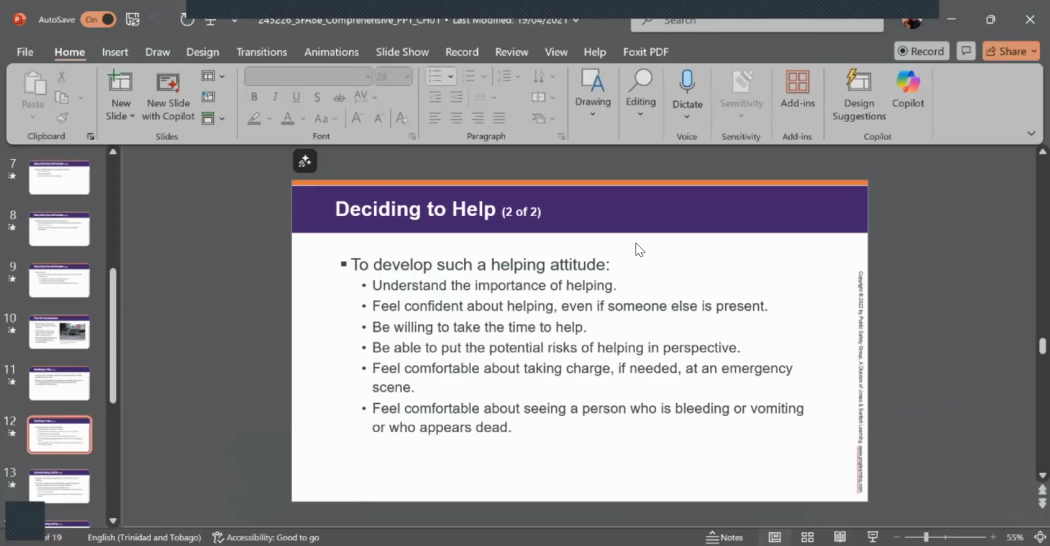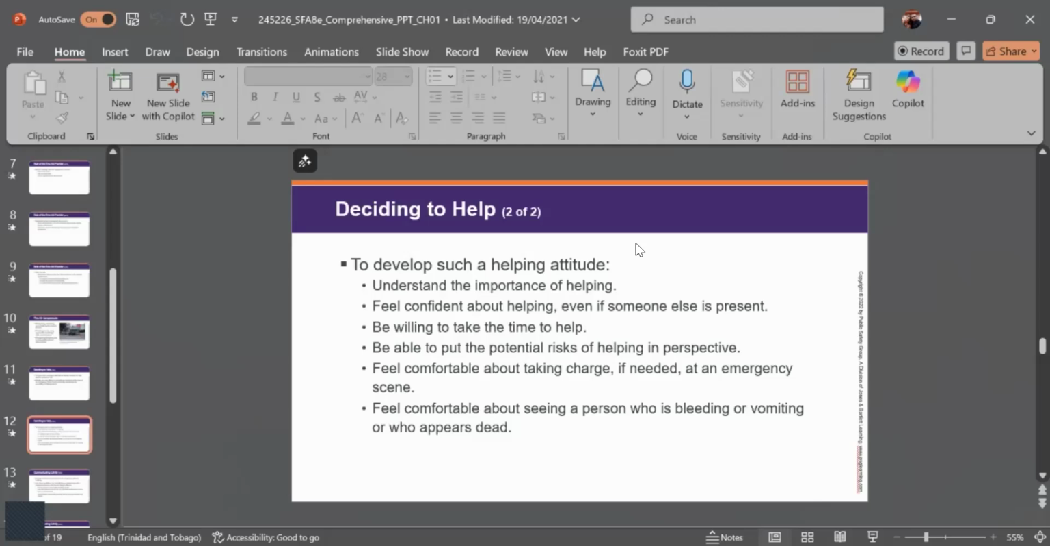So to develop a helping attitude, we want you to be able to understand the importance of helping. To do that, we tell you to think about if it is you or if it is your relatives who need assistance. Would you be grateful for this help? Feel confident about helping, even if someone else is present. And this can only happen through practice. Okay? Be willing to take the time to help. In this society where everybody is going about their business and concerned about getting to the location on time as quickly as possible, you make that decision to help, you have to see it through.